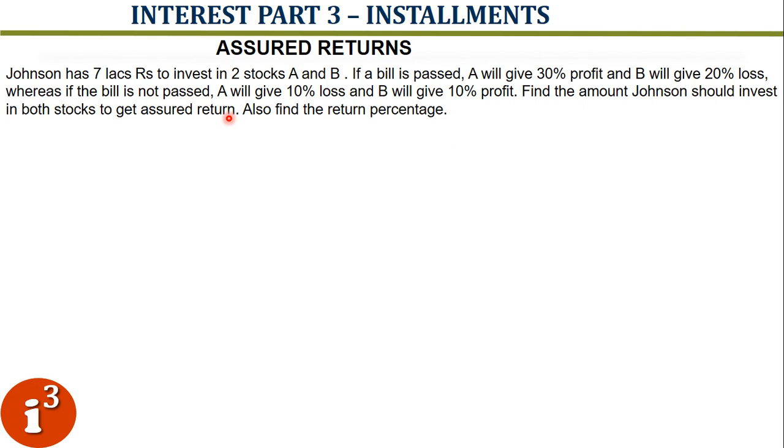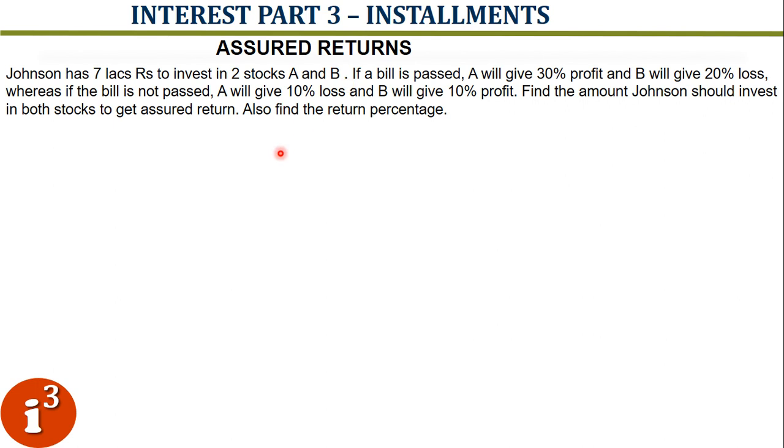What do you mean by assured return? Assured return means whether the bill is passed or not passed, in both cases the return will be the same. Basically, the return should be a profit. There may be cases where the return is not a profit, but the return should be a profit. So what should you do so that the return percentage is the same, means whether the bill is passed or not, you will get the same return. How much should you invest in A and B? What will be the ratio?